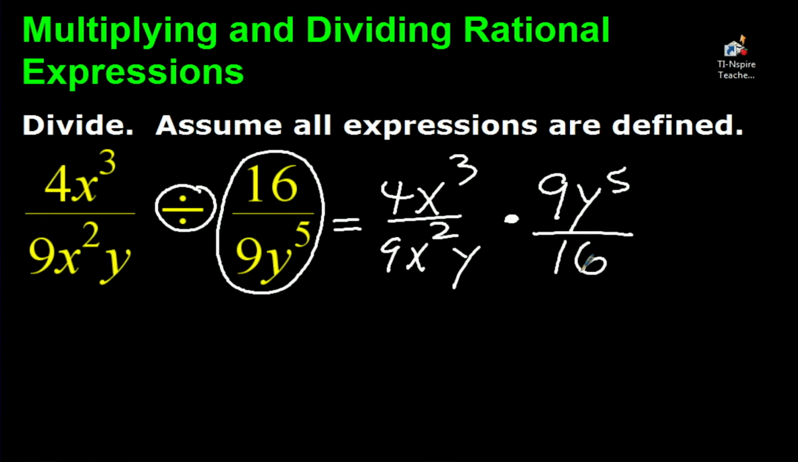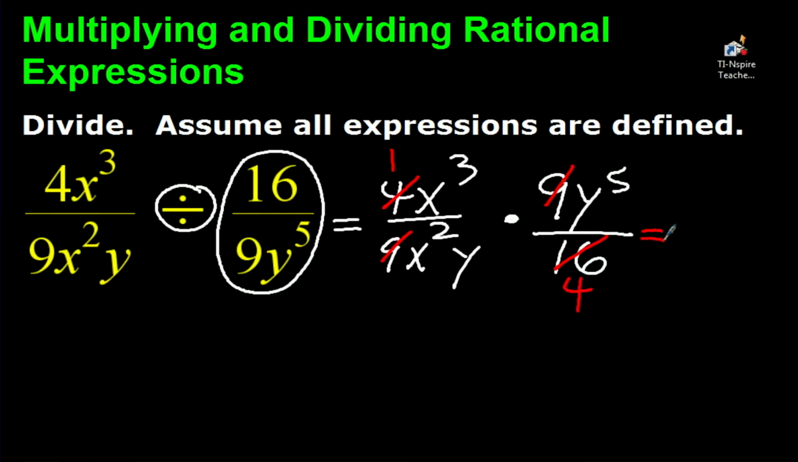All right, now we go back and look first at the coefficients to see if there's anything we can cancel out. Notice I have a 9 on the bottom here and a 9 on the top here. We can cancel those out. And then I have a 4 here and a 16 there. The common factor of 4 and 16 is 4. So 4 will go into 4 one time, and 4 will go into 16 four times.